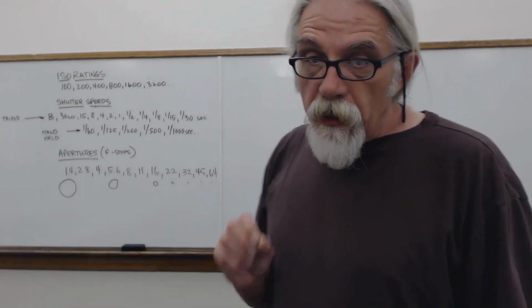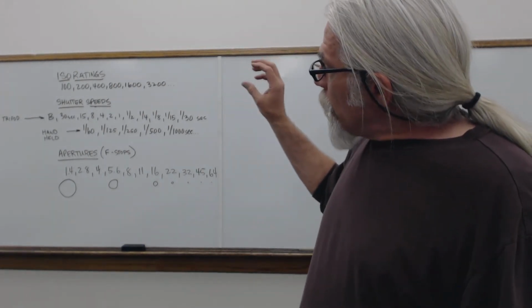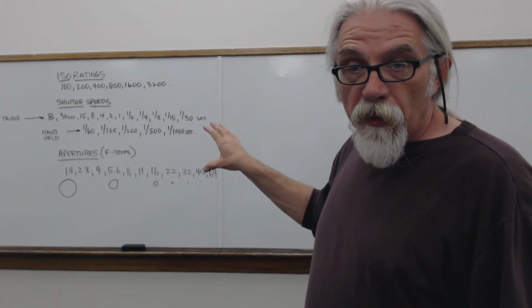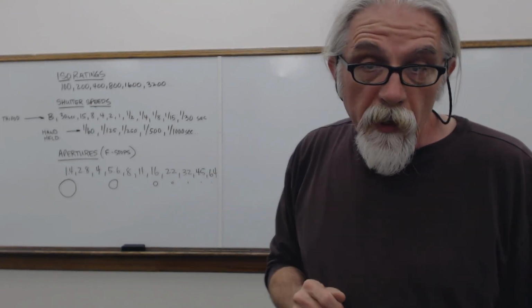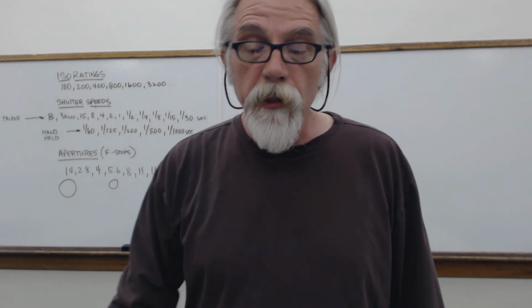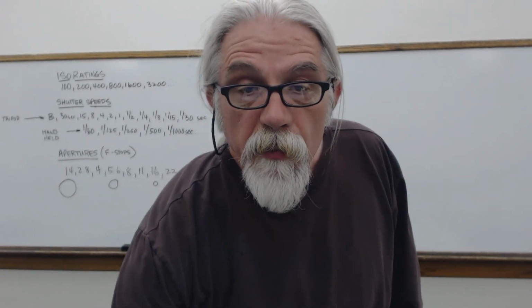So that gives us a little bit about ISO rating, shutter speeds, and apertures. We see it on the board. In the next video, we're going to bring all these together and I'm going to show you how they work. I'm sure you have a lot of questions about everything we've seen so far.